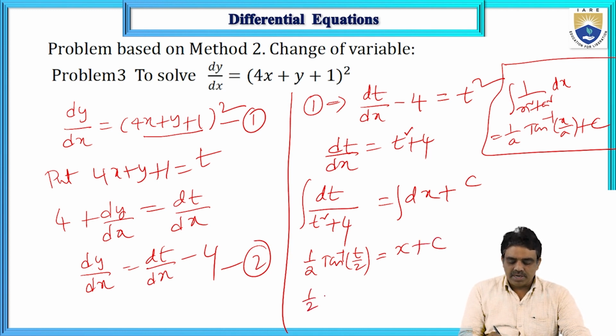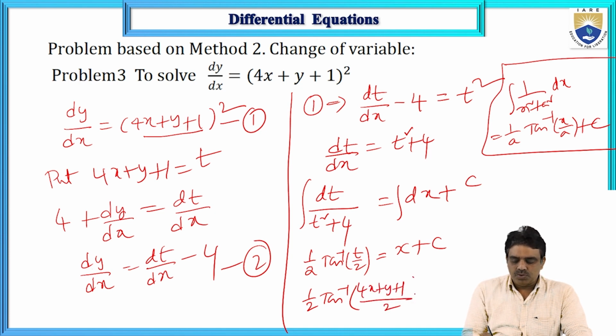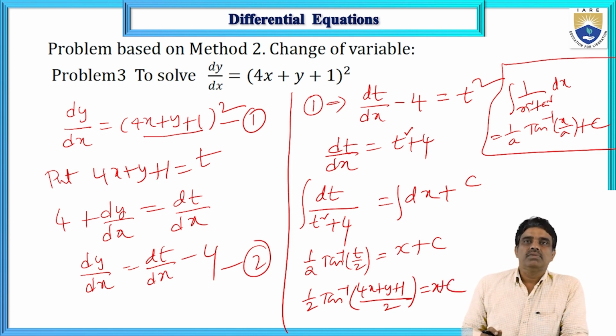But finally what we have to substitute? For t, we have to substitute 4x plus y plus 1. Then tan inverse of (4x plus y plus 1) by 2 is equal to x plus c, which is the required solution of the given differential equation.